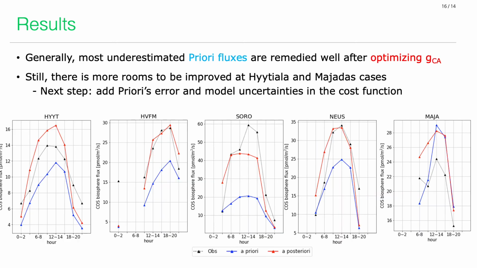The improved performance is also found in the diurnal cycle for all stations. Generally, the prior flux, which is the blue line, shows lower values compared to the observation, which is the black dotted line. And regarding this problem, our optimized SiB4 remedied it well, shown as the red line. But there are still many places that we have to consider as limitations, in the Harvard Forest and the last Matatas cases. So we need further research.